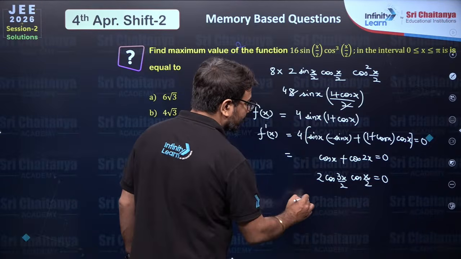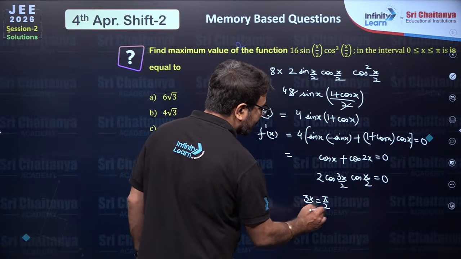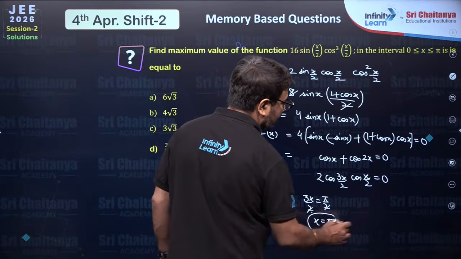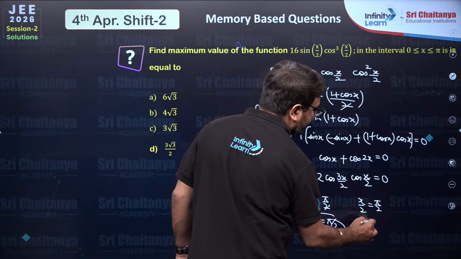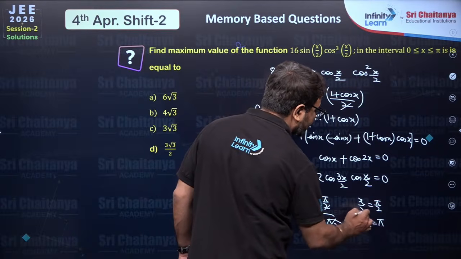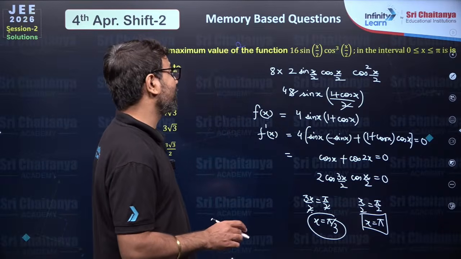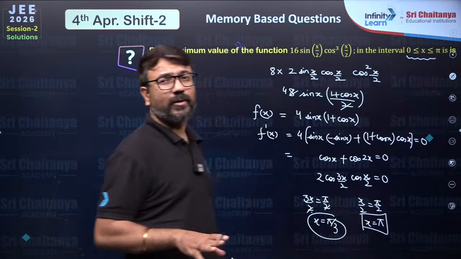But one thing is, if you make this 3x by 2 equal to pi by 2, you will be able to get the value of x as pi by 3. One of the values of x you got is pi by 3. Other, if you make x by 2 as pi by 2, then the value of x will be pi. You can't exceed a value of x which is greater than pi, because the interval is also defined that the value of x has to be between 0 and pi only.